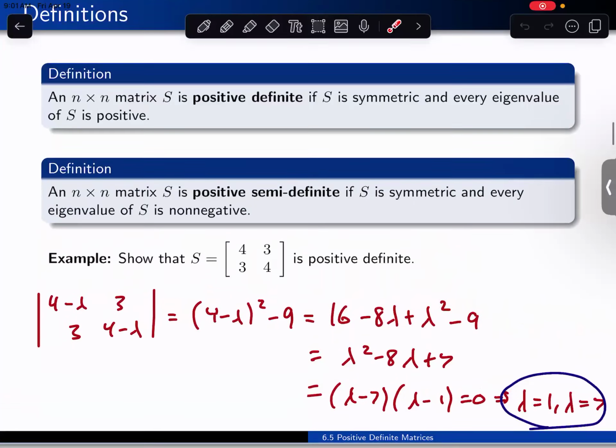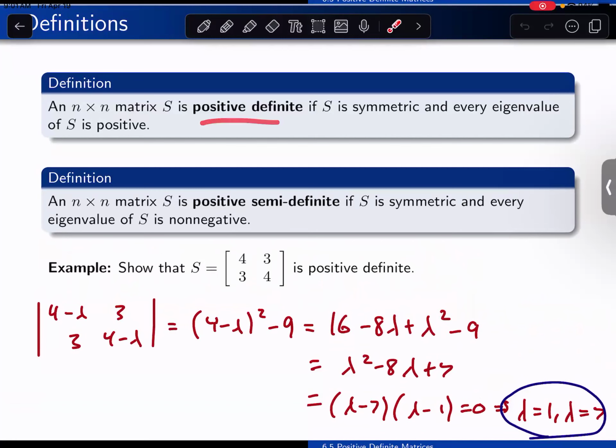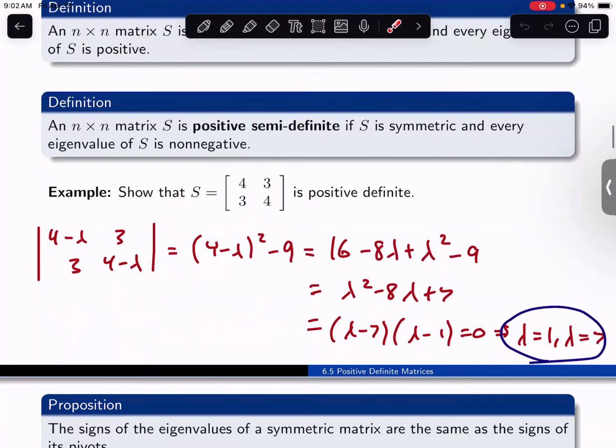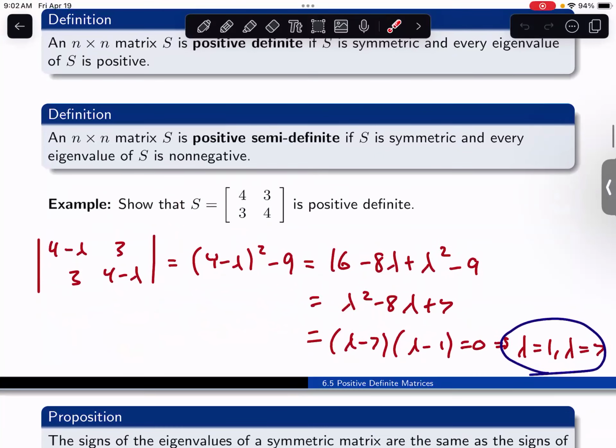We looked at one example where we showed that it was positive definite just from the definition alone. If you want to show something's positive definite, you can just check that every eigenvalue ends up being positive. So we took the determinant of this matrix minus lambda times the identity and computed the eigenvalues. We ended up with two distinct positive eigenvalues, lambda equals 1 and lambda equals 7. They're both positive, so that means it's positive definite.